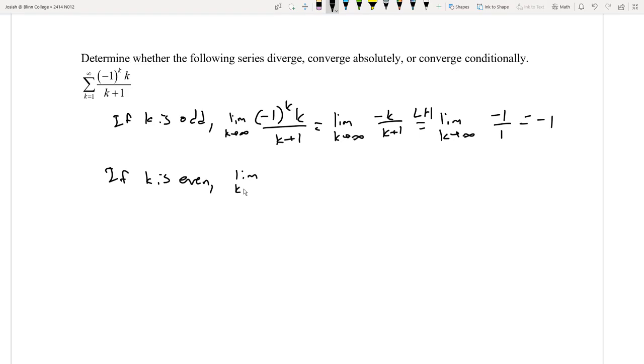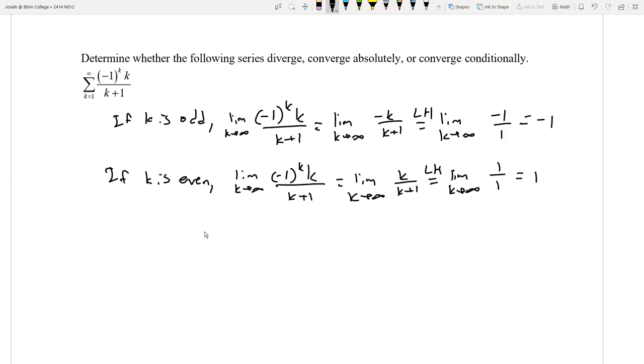If k is even, then our limit here, we would get an even power on that negative 1, and so we would get positives. So we just get k over k plus 1. Again, applying L'Hopital's rule, we get the limit as k tends to infinity of 1 over 1, which is 1.